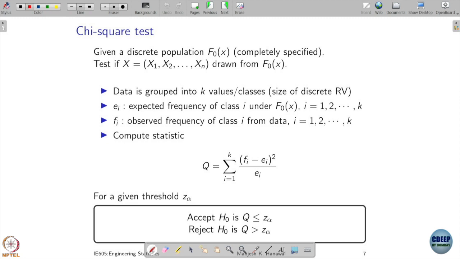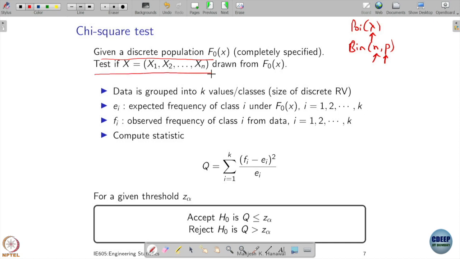Now let's focus on the chi-square test. We want to test whether my observed data follows a given discrete population, which I denote as F naught, and we assume that it is completely specified. For example, since we are talking about a discrete distribution here, F naught can be Poisson with parameter lambda, where I am specifying the parameter, or it could be binomial with parameters n and p, where both n and p are specified.